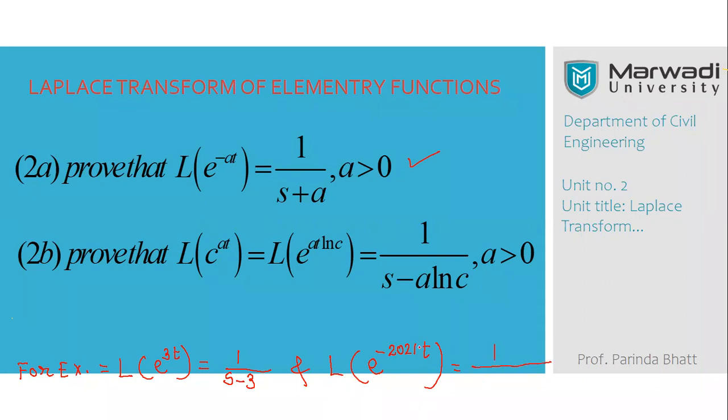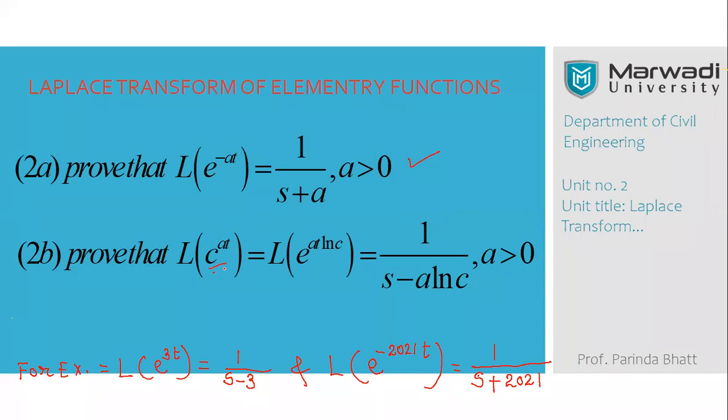Write everyone into the chat box. What is the answer? Laplace of e raised to minus 2021t. What logic applies over here? This t coefficient is subtracted from the s, right? Here the minus sign, therefore subtracting, therefore s minus minus plus 2021. This is the answer. Now clear how to apply these two formulas?